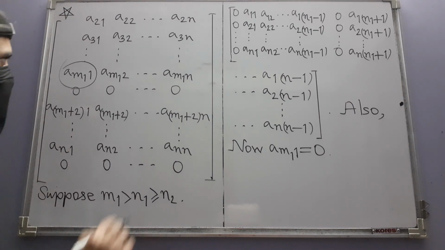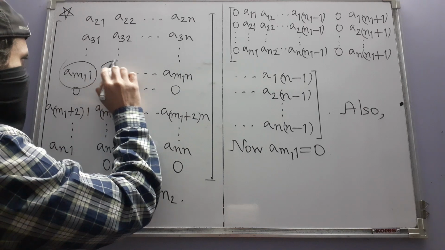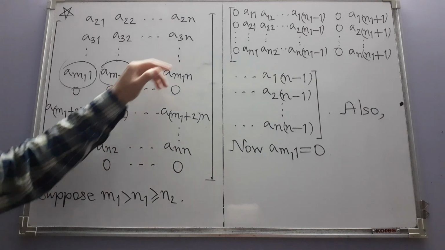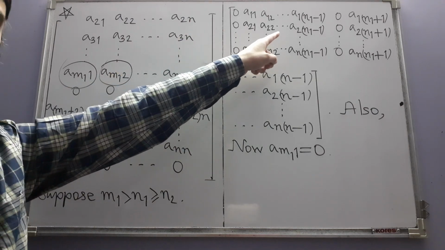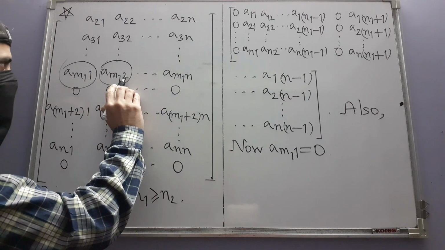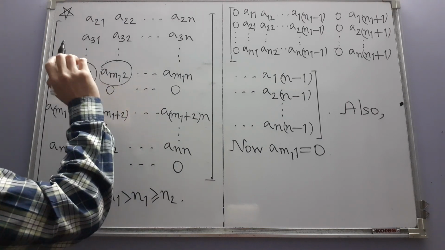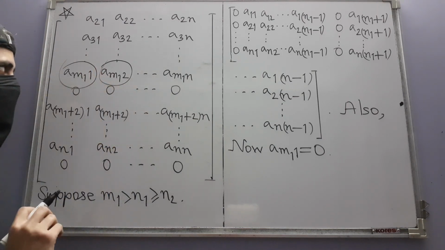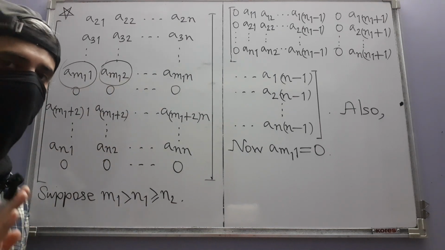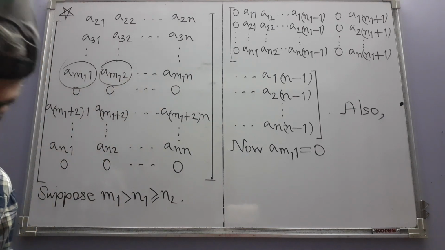Okay, fine. Next, let's consider this element, am12. To which element does this correspond here? That's the question. What is the row number and column number of this element in this matrix? It's not m12. Do not fall for that trap. It's not m12.